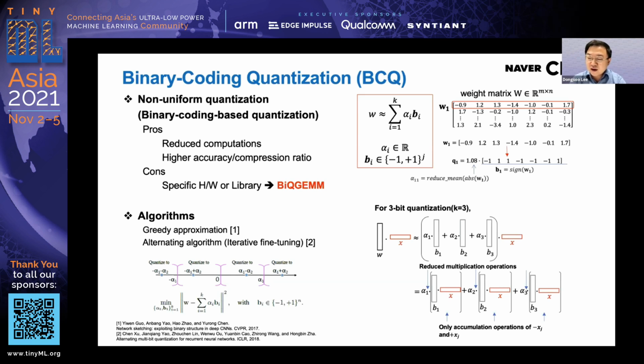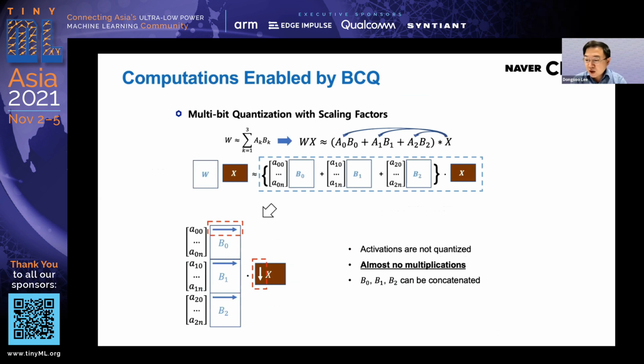One interesting thing about BCQ is that when weights are represented in the form of BCQ, computations can be a lot simpler. Let me be more specific in the next slide. Suppose that a weight is quantized by BCQ such that the weight matrix can be converted into a set of scaling factors and binary matrices. In this example, we assume 3-bit quantization for weights, while activations remain floating-point numbers of full precision. So we do not quantize activations, which are usually costly.